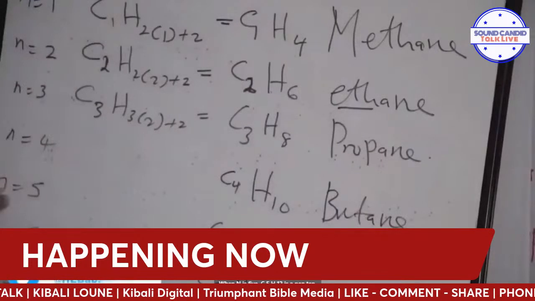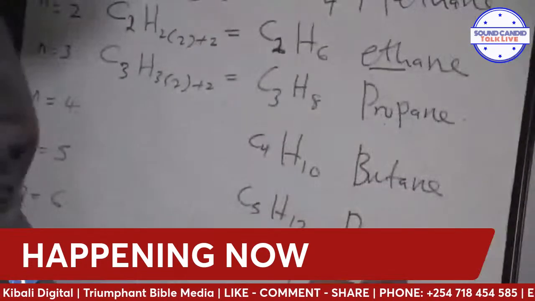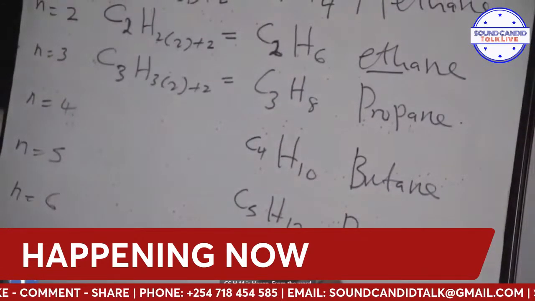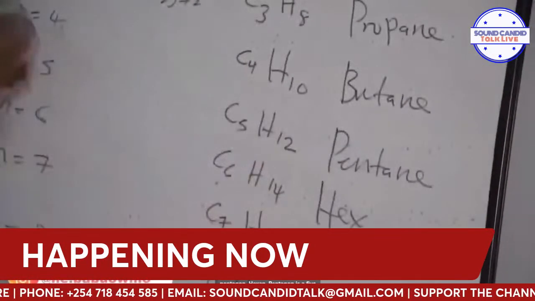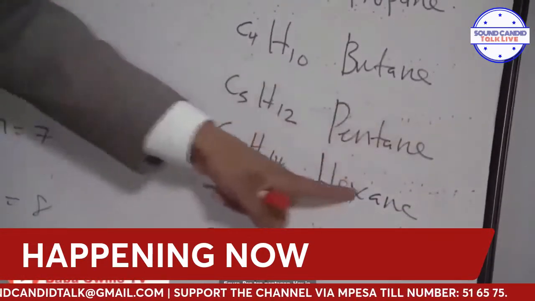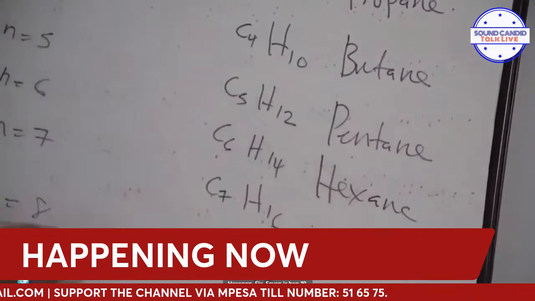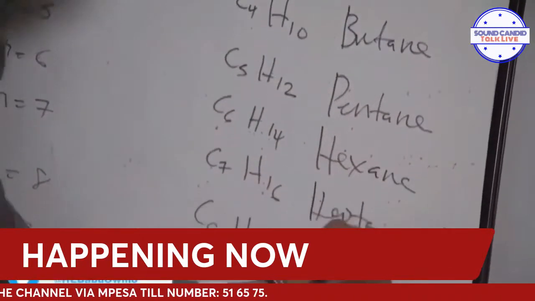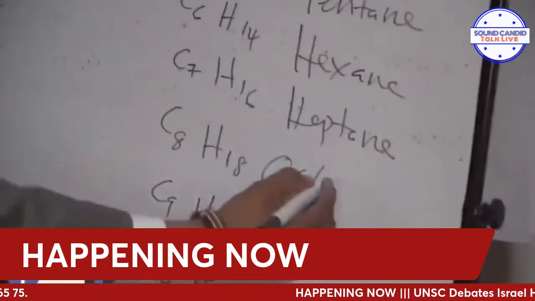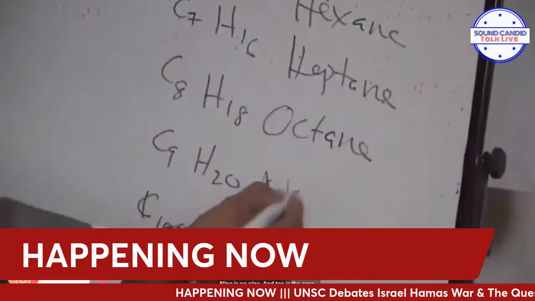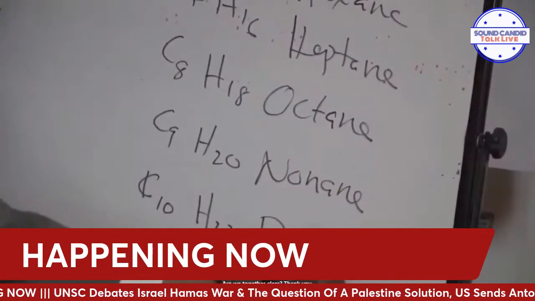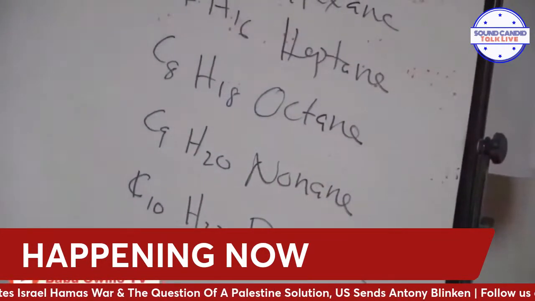When n is 5, C5H12 is pentane. C6H14 is hexane. Pentane is from the word pentagon, a 5-sided figure. Hexane, hexagon, 6. 7 is heptane. 8 is octane, from octagon. 9 is nonane, and 10 is decane. Are we together, class? Thank you.